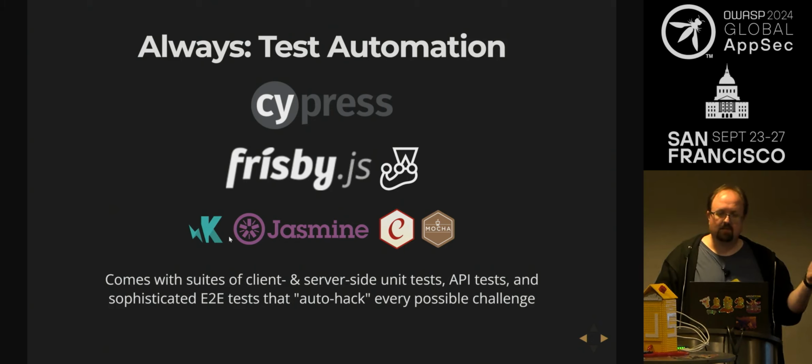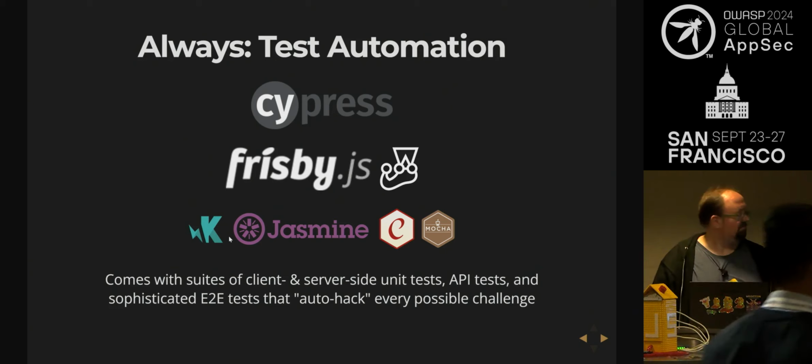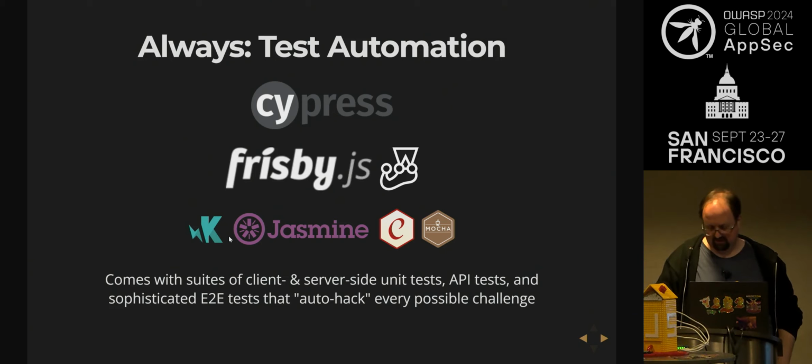So we have unit tests, we have API tests, and we have lots of end-to-end tests which actually exploit all the challenges through the browser or through the API. So that is quite unusual, I would say, for an open source project, this level of completeness.